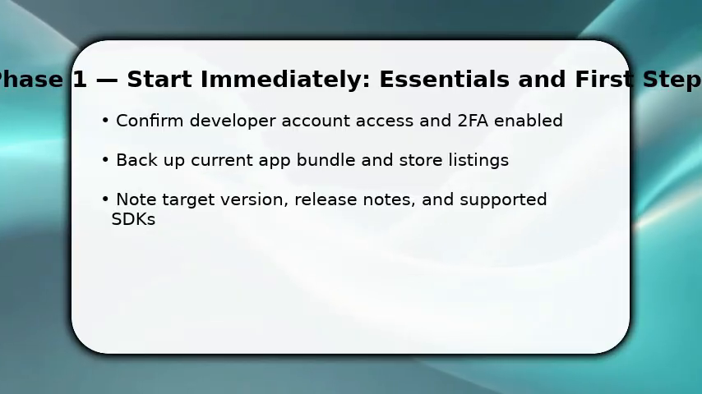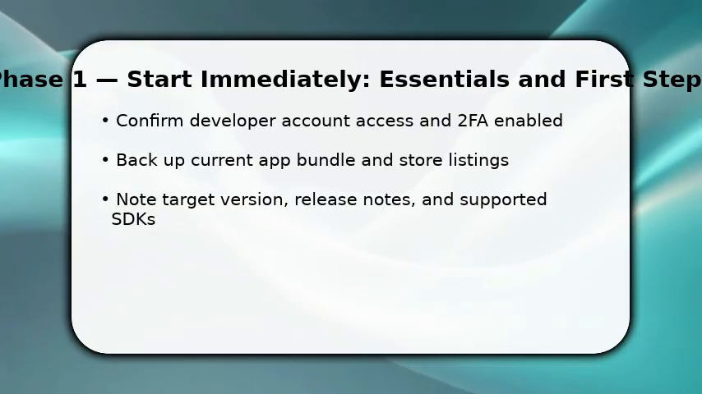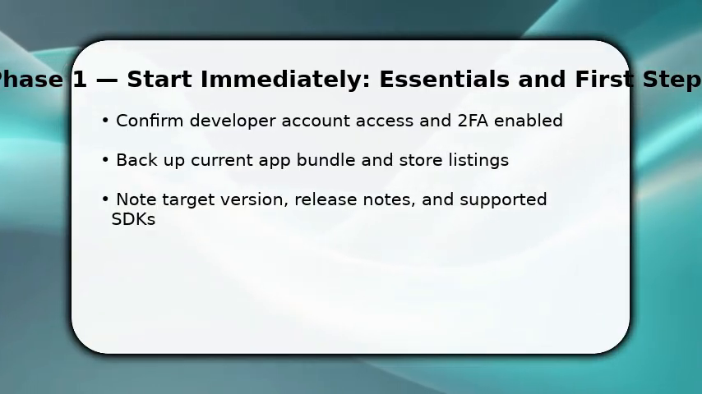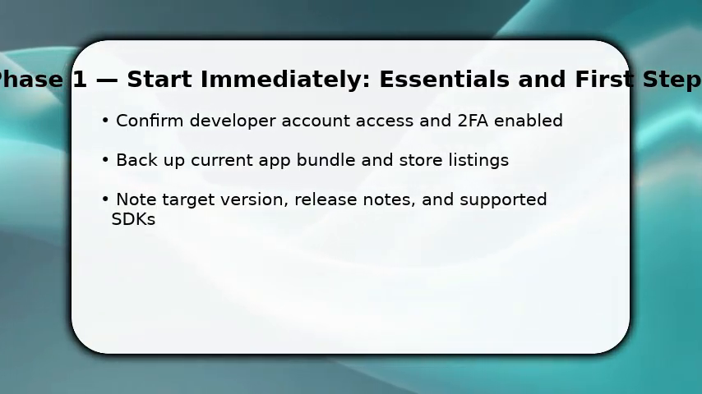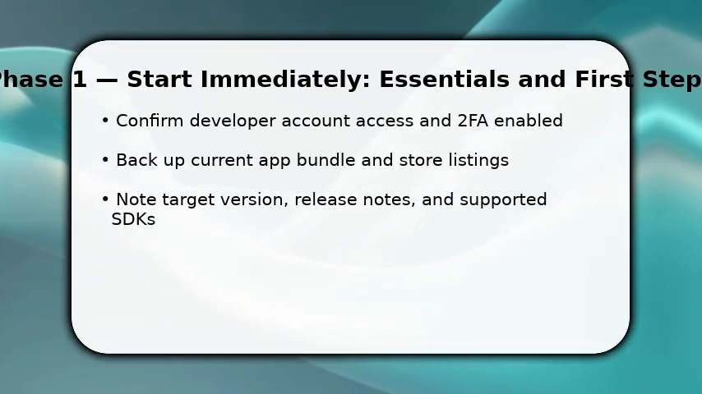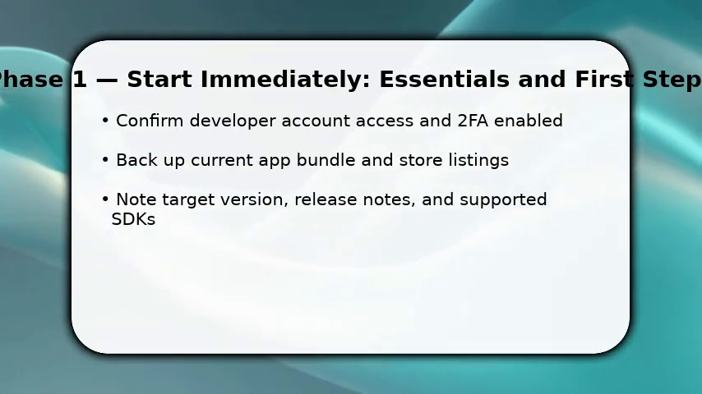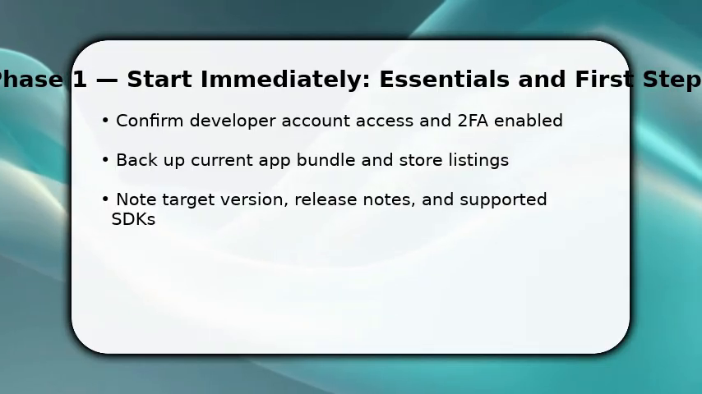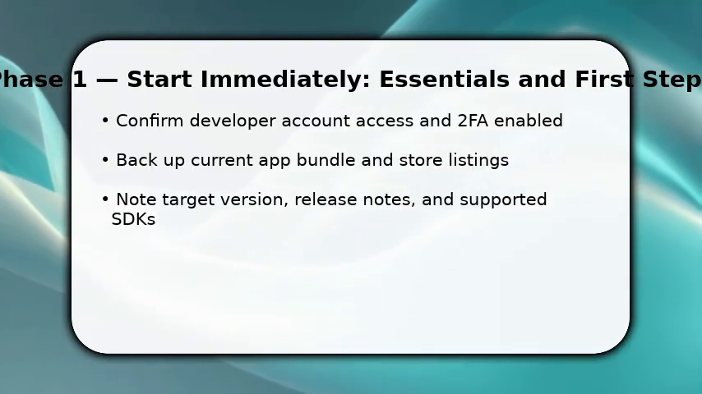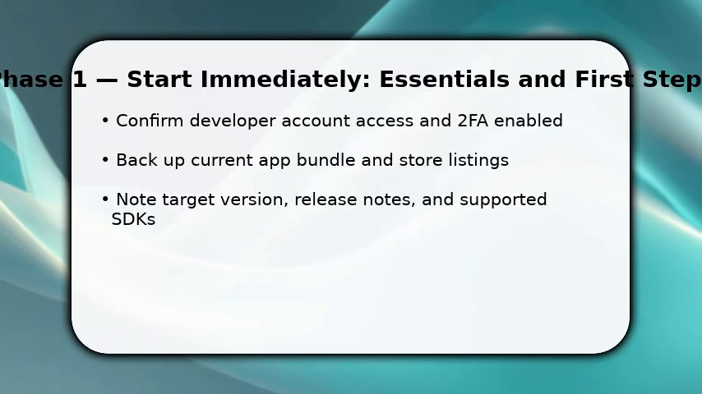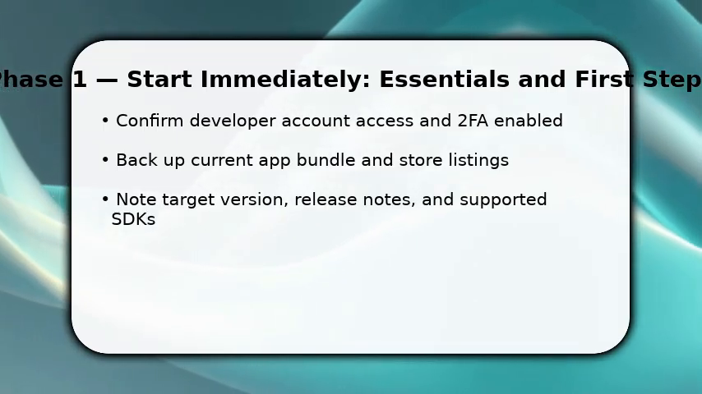You begin by verifying access and prerequisites so nothing blocks deployment. Log into the developer console, confirm two-factor authentication, and open your app entry. Once done, export the current bundle and store metadata as a backup. Make sure to record the target version number, changelog items, and minimum supported SDKs.